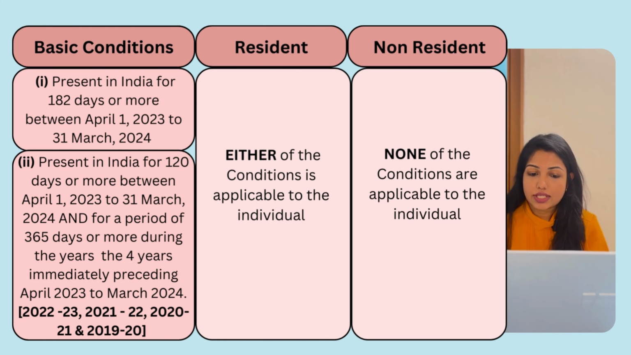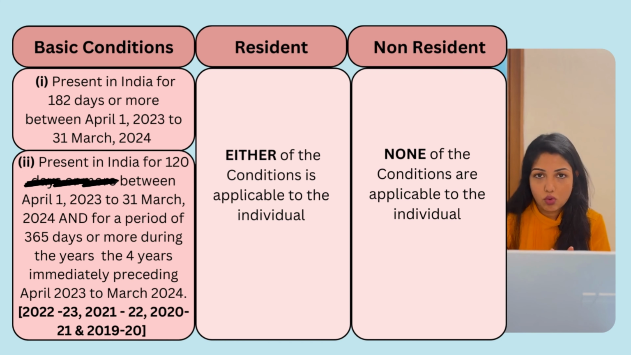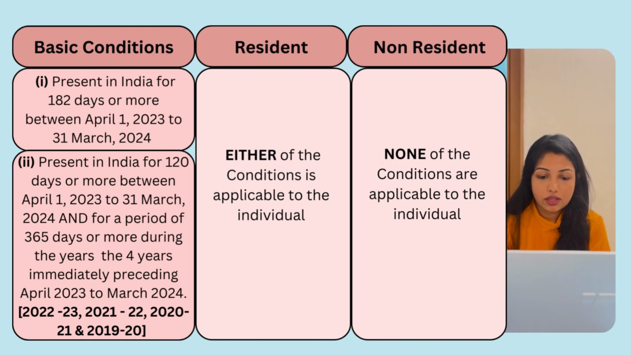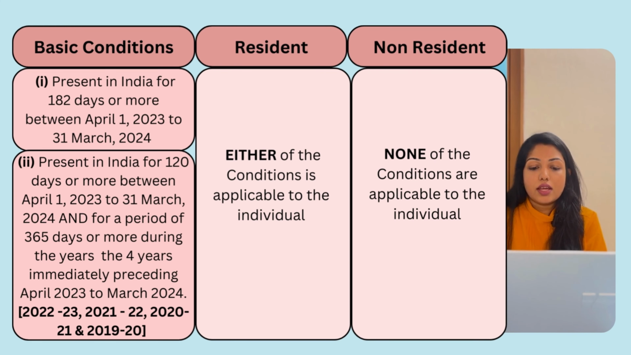And the second condition says, now this particular condition is slightly different from the earlier conditions that we saw. So the second condition says that you should have been present in India for 120 days or more between April 1, 2023 to 31st March 2024, and for a period of 365 days or more during the 4 years immediately preceding April 2023 to March 2024. So if you fulfill even one of them, then you will be a resident, but if you don't fulfill any of them, then you will be a non-resident.